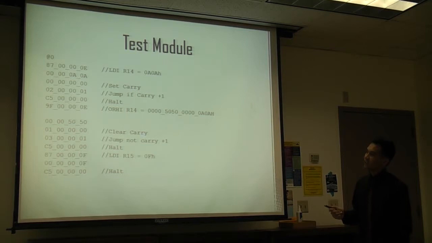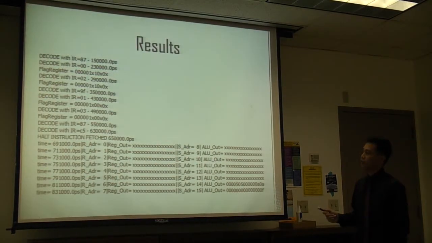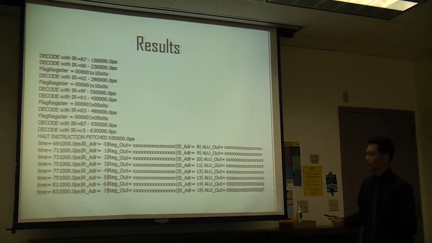And then next we have clear carry, and then clear parity. The next instruction would be jump if not parity. This wouldn't execute if parity was set. And then the next instruction is load register 15 with 0F. And then the last instruction is off. As you can see in the results, we have the F for the final instruction, and we loaded register 14 with 5050, and the last 4 bits are 080.